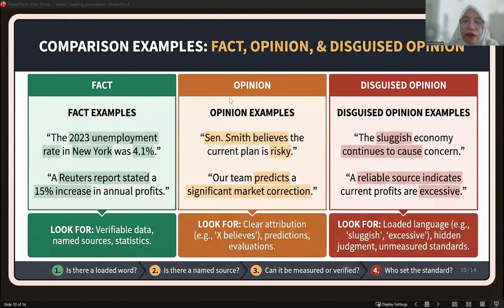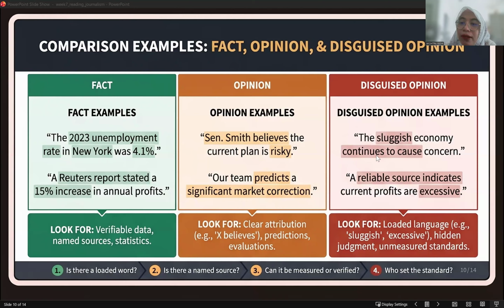But if you see, for example, Senator Smith believes the current plan is risky. So believes is an attribution of someone. So this is the opinion of Senator Smith. Our team predicts a significant market correction. So you look for a clear attribution, predictions, and evaluations. And this is an example of disguised opinion.